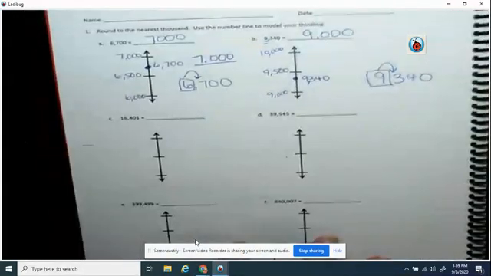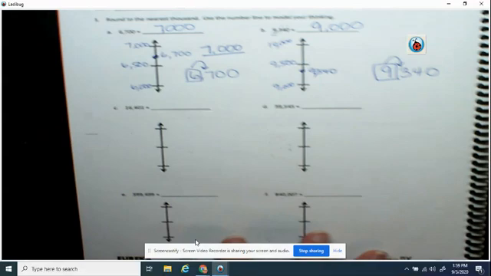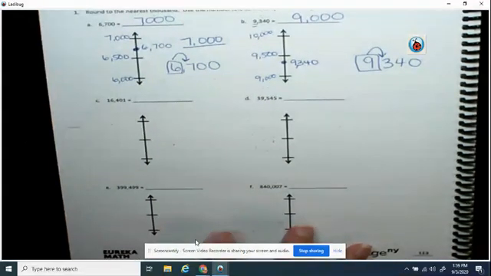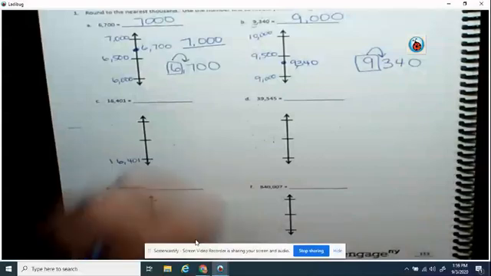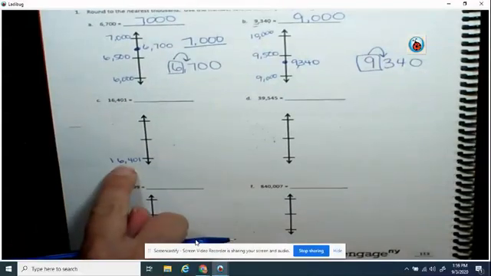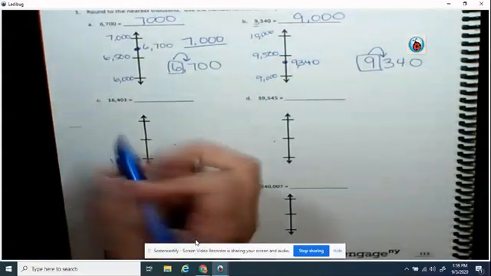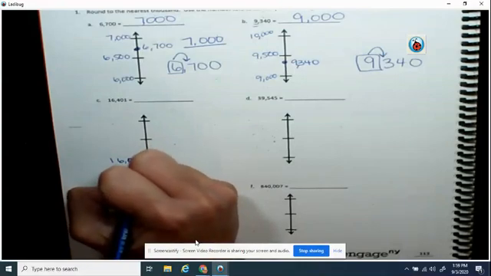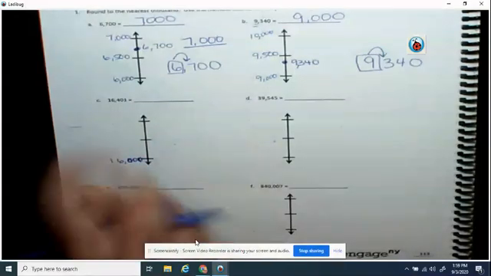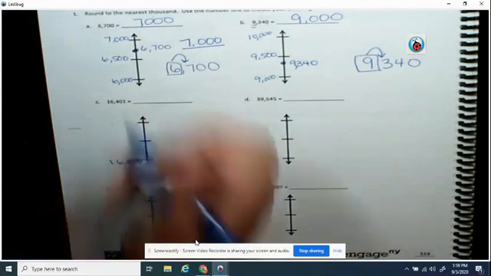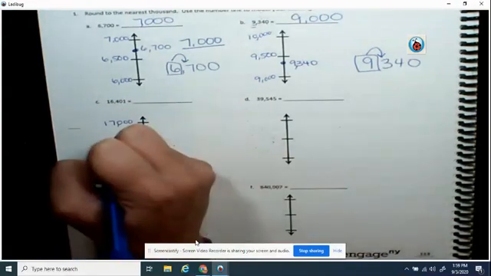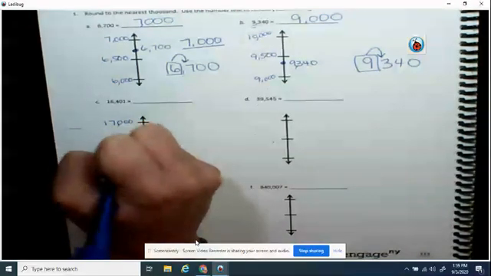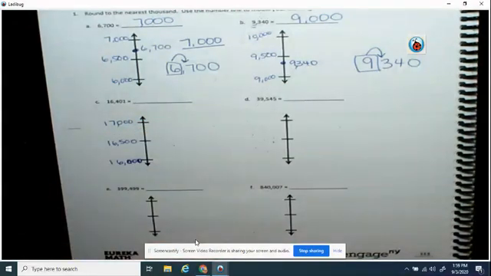All right, now here we're getting into bigger digits, but we're still only rounding to the thousands place. So I've got 16,401. Now I'm only going to change the thousands place, which is 16,000, so then we've got 17,000. Then in the middle, we would have 16,500. Then I have to decide where 16,401 goes.